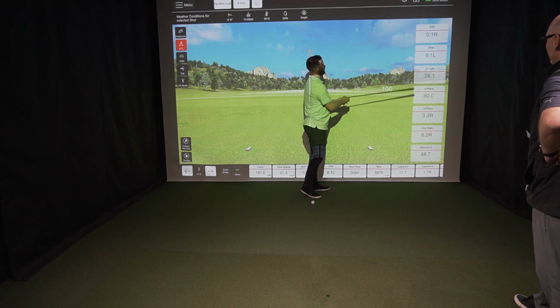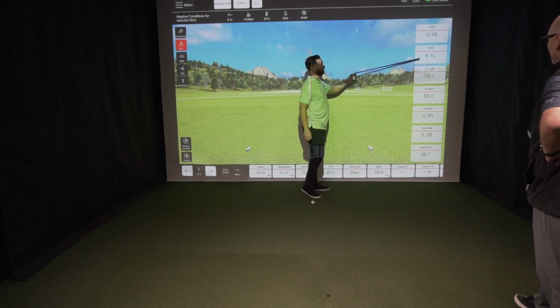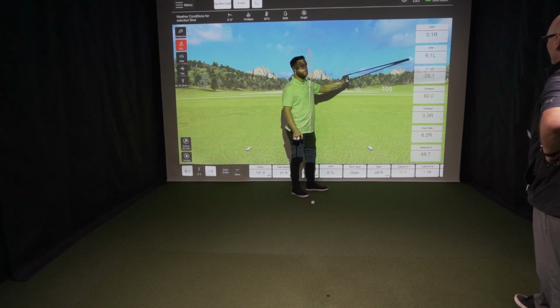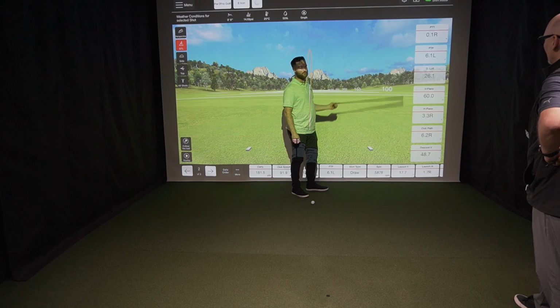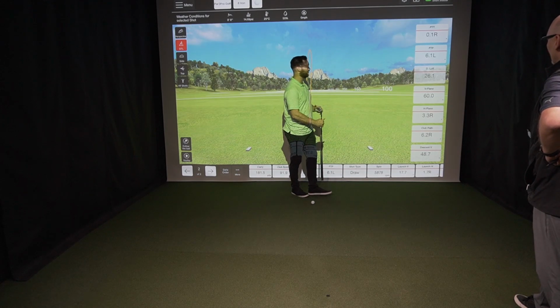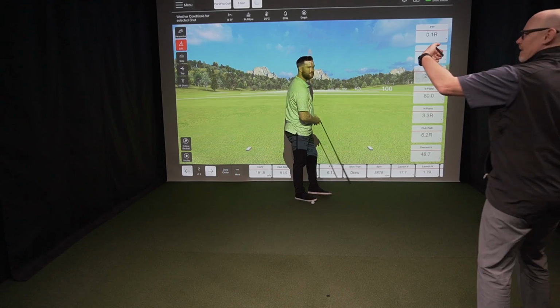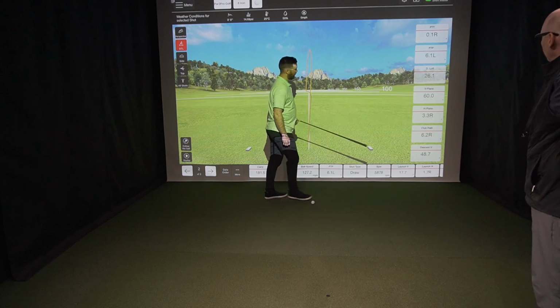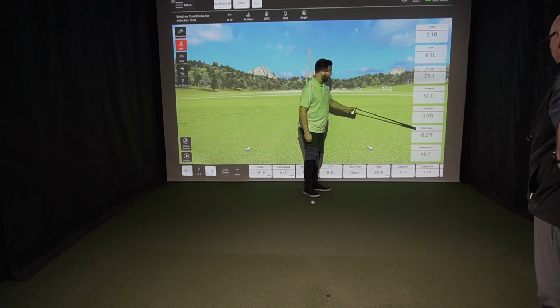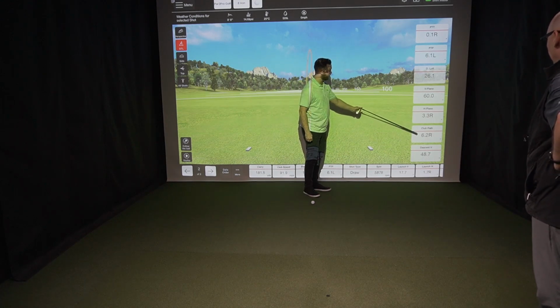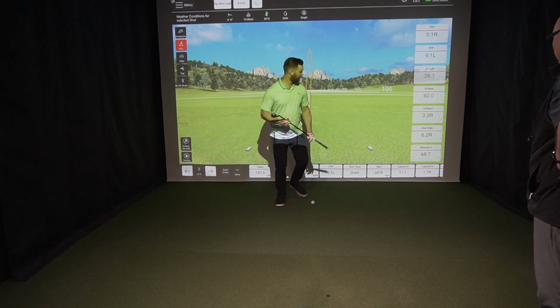In this case, my face was 6.1 degrees left of the path that the club traveled on. So in other words, my face was 6.1 degrees closed to the path that the club was traveling on. Right, so left being that way. Now the club path was 6.2 degrees right.